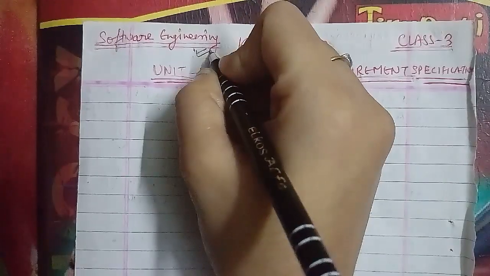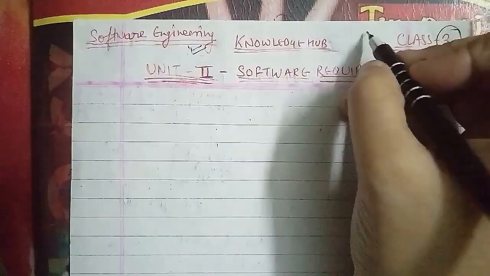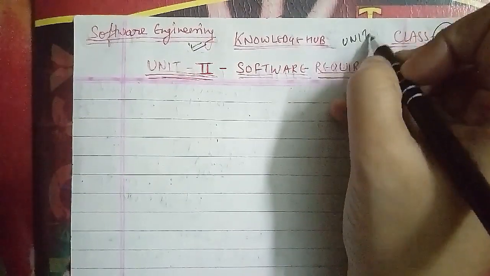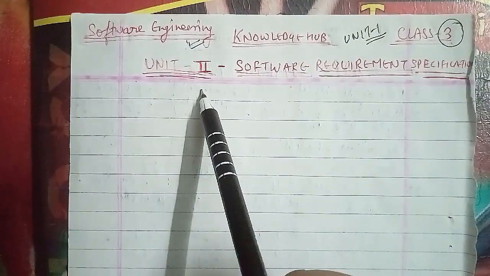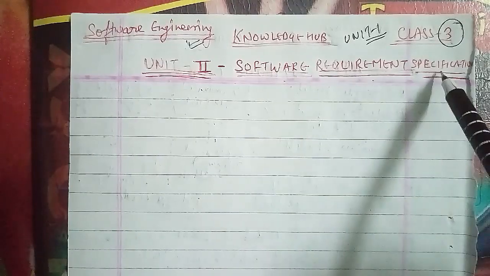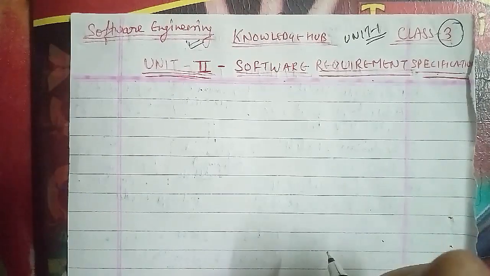Today we're going to start discussing software engineering, and that is your class 3rd. We had completed your class 1 and 2, where we completed your unit 1, which is the introduction, and this is your unit 2. We'll start in today's class with unit 2, which is the software requirement specification, which stands for SRS, and that is also an important one.